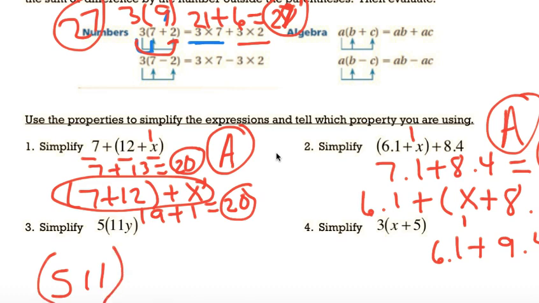But remember, it's not 511, it's 5 times 11. What would be 5 times 11? It would be 55. Okay, I still have that y is now on the outside.